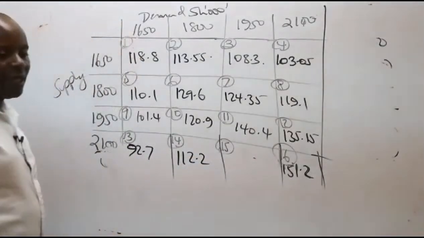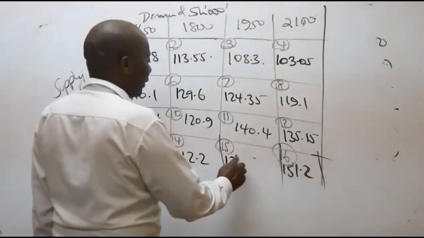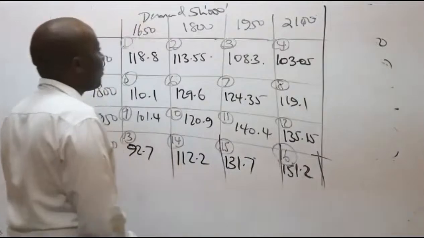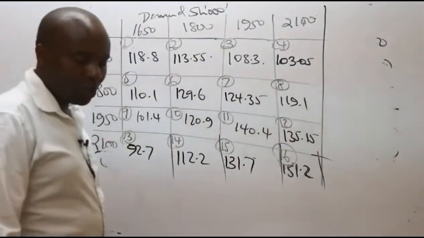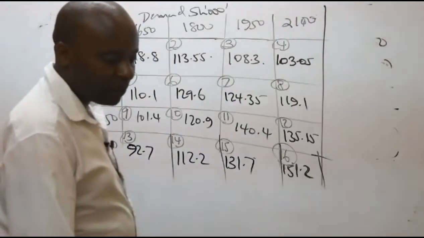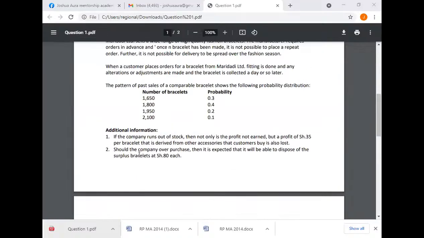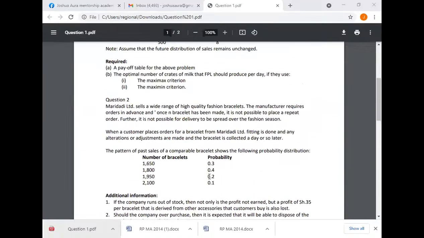The last one, cell number 15, 131.7, ladies and gentlemen. Then what they expect us to do is to give them expected profits. So determine the number of bracelets that Maridadi Limited should order so as to maximize expected what? Profit. So then, ladies and gentlemen, these are the probabilities. I need to come here and fix the probabilities on the demand.